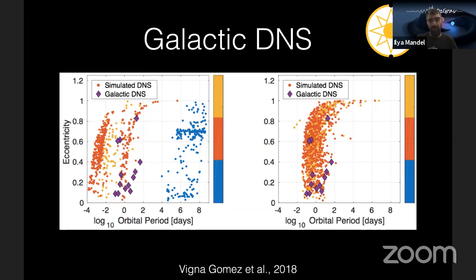The objects in blue are actually objects which never go through a common envelope phase at all, so they end up making very wide binaries. Most of them get disrupted by supernova, but a few might survive, but they make such wide binaries that they would never merge within the age of the universe through gravitational wave emission.